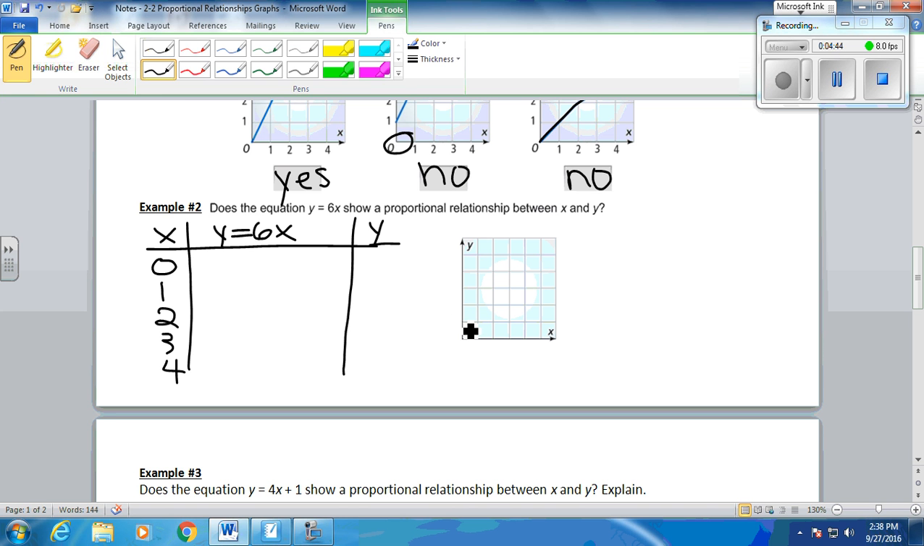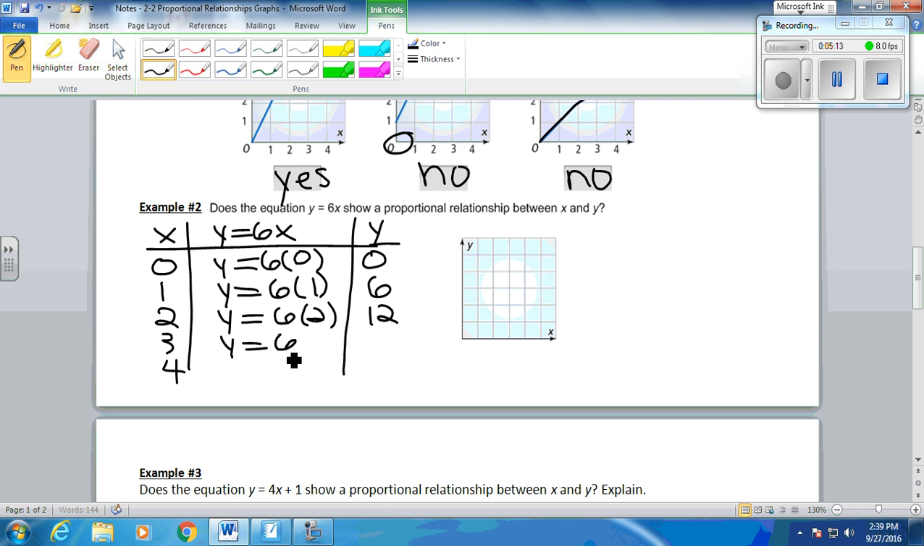So for the first coordinate, I take this 0 and I substitute it in place of the x. So I'll have y equals, well, what's 6 times 0? 0. Then I'm going to substitute the 1 in place of the x. So it's 6 times 1, which will give me 6. Then 6 times 2 gives me 12, 6 times 3 gives me 18, and 6 times 4 gives me 24.